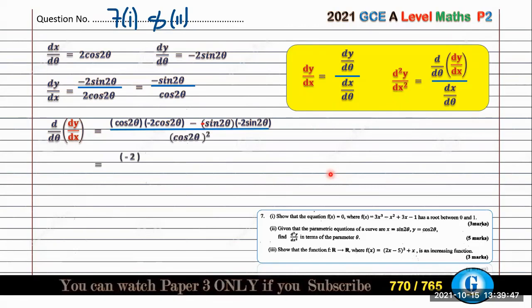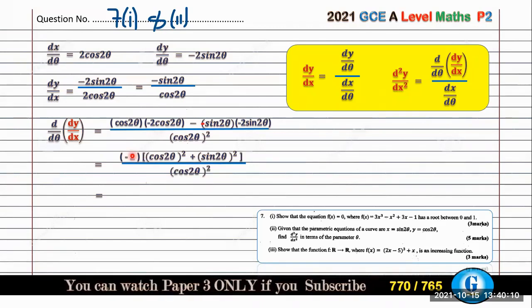So this gives us minus 2 into cos squared 2 theta plus sine squared 2 theta. This is the minus you have factorized, because minus times minus times minus is minus. So we factor it out, and this will give us that. But we know that cos squared 2 theta plus sine squared 2 theta is equal to 1. So this gives us minus 2 over cos squared 2 theta, as we can write it.